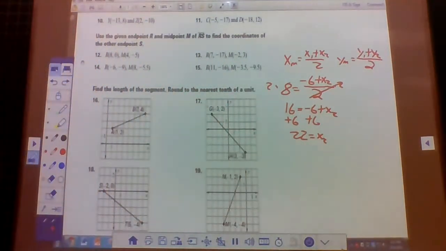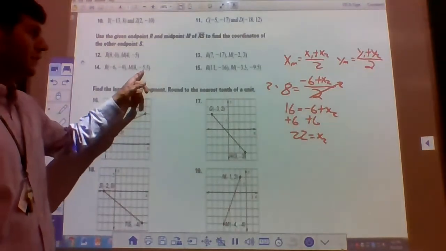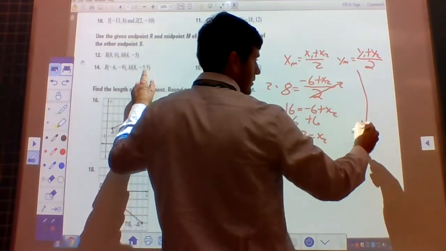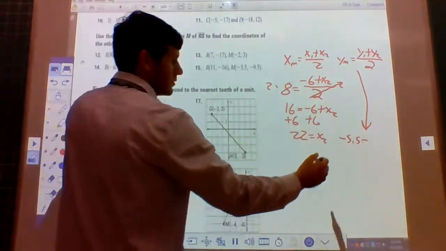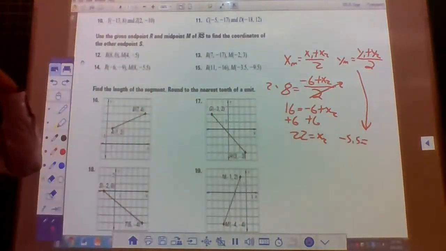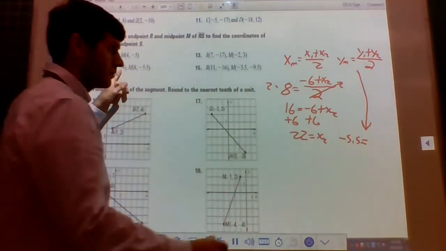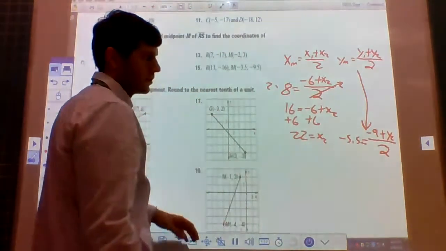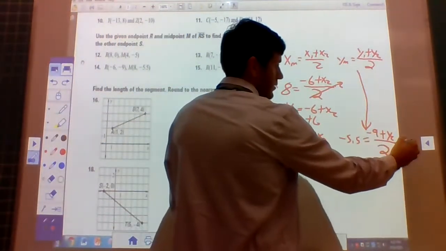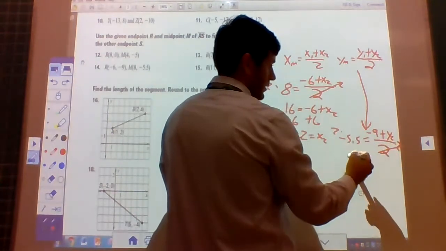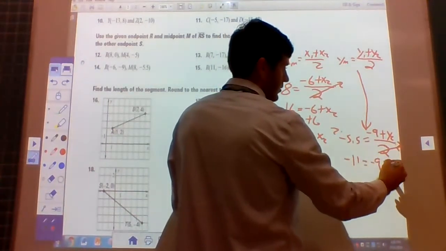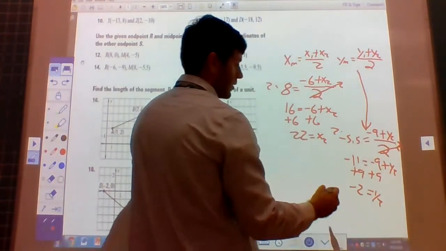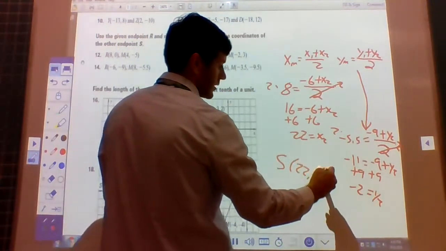Now we need to find the y coordinate. So the y value of the midpoint is negative 5.5. So negative 5.5 equals the y value of the endpoint that we have, which is negative 9, and we're looking for the y value of the other endpoint S. Multiply both sides by 2. So that's going to be negative 11 equals negative 9 plus y2. Add 9 to both sides, and negative 2 equals y2. So our other endpoint S is going to be 22 comma negative 2.